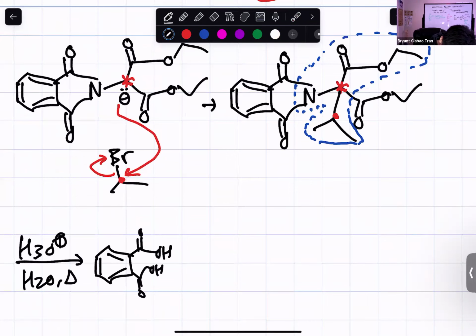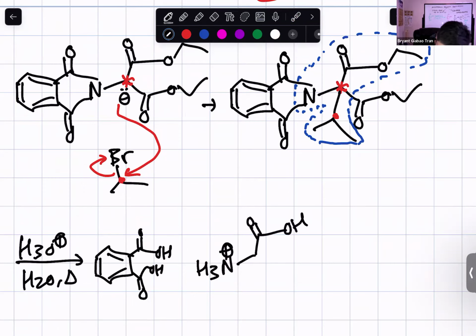Get this amino group right here, but because we're in acidic conditions, the amino group is going to get protonated by the acid, right? And then these esters here, they're going to get converted into carboxylic acid because we're doing hydrolysis here. Hydrolysis of all derivatives.